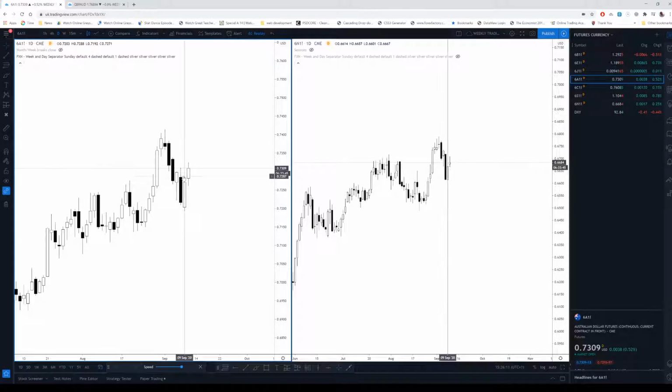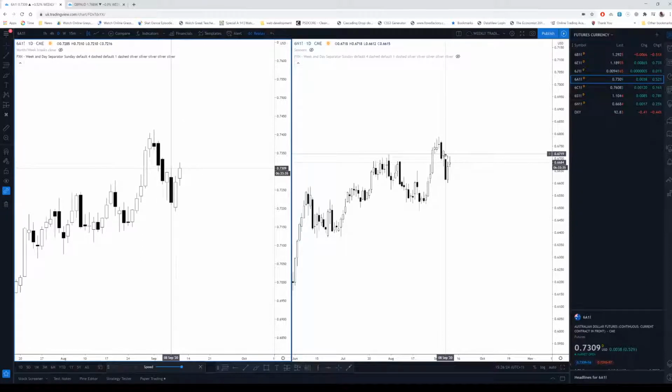I want you to look closely. Look at this candle, Monday's candle. Not Monday, that's Tuesday. This is Monday, Tuesday, Wednesday, Thursday. Monday's candle. Look at Tuesday's candle. What is the difference between them? This one went down. This one went down further than that one.